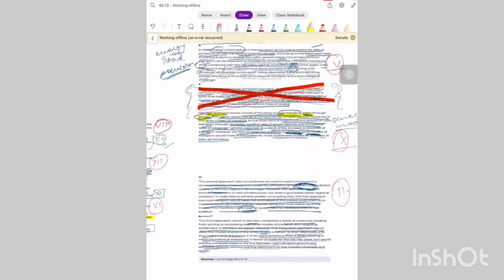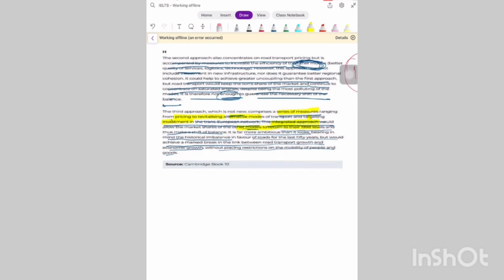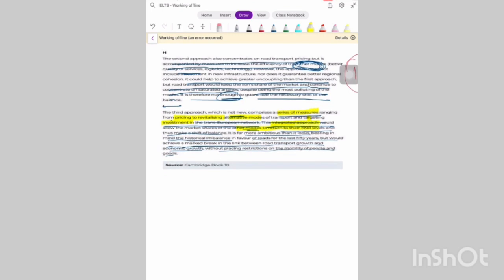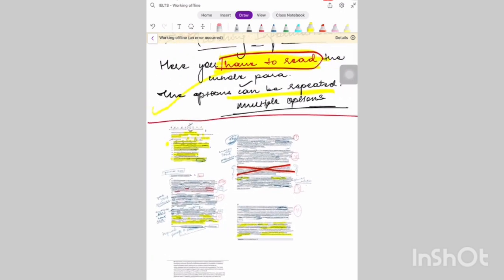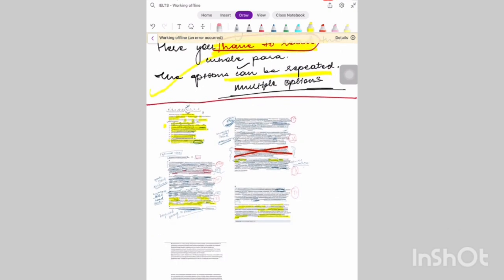Let's see. The third approach, which is not new, comprises a series of measures ranging from pricing to revitalizing alternative modes of transport and targeting investment in the trans-European network. This integrated approach would allow the market share of other modes to return to their 1998 levels and thus make a shift of balance. It is more ambitious than it looks, and it breaks the link between road transport growth and economic growth without placing restrictions on the mobility of people and goods. So what we are trying to do here is take all the steps necessary to change the transport patterns. So now you understood how these questions are solved.